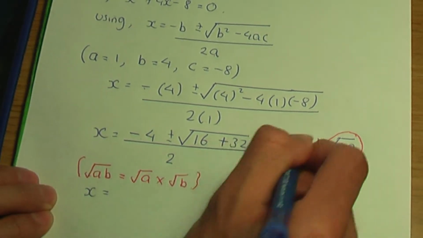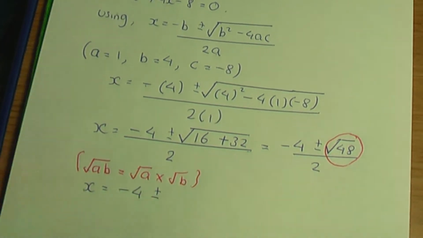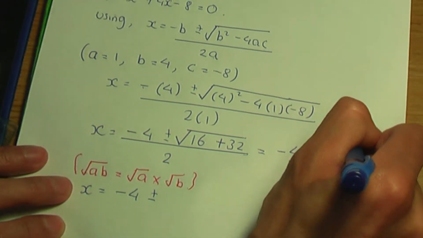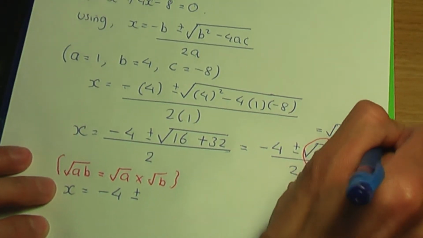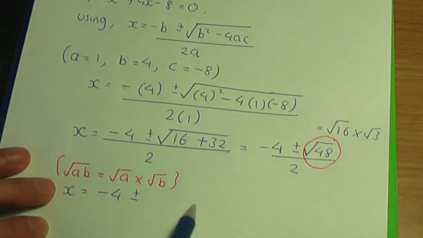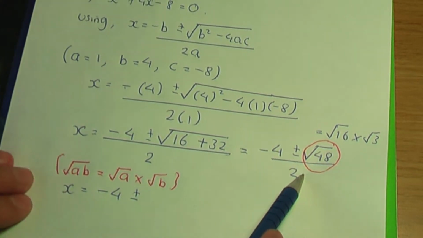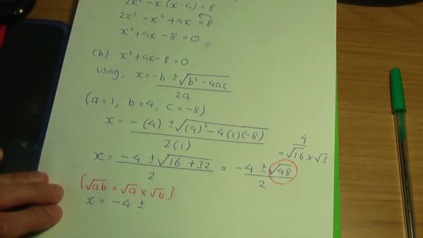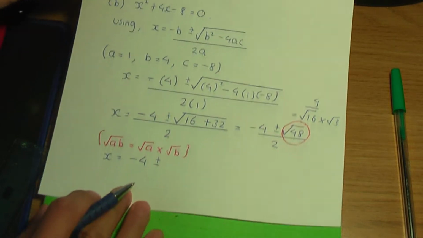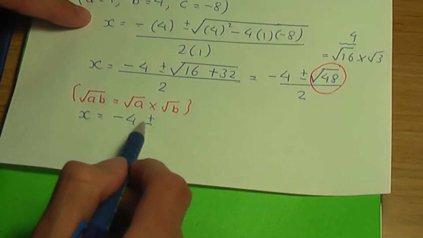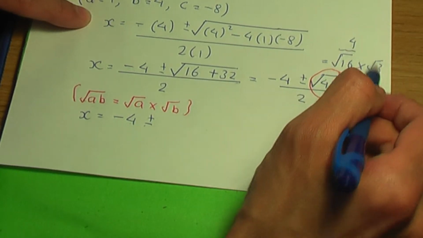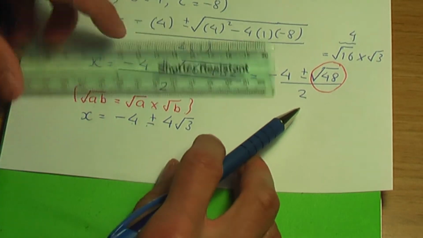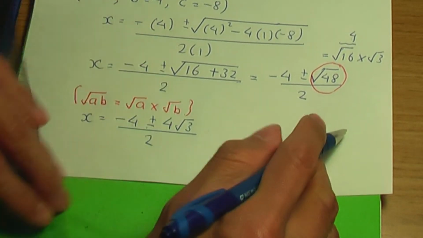So I'll have x, which is minus 4, plus or minus, and root 48, that is the same as root of 16 times root of 3. As 16 times 3 gives us 48, but in particular, the root of 16 gives us a whole number of 4. So let's continue. We're going to have minus 4 plus or minus 4 root 3, all over 2.